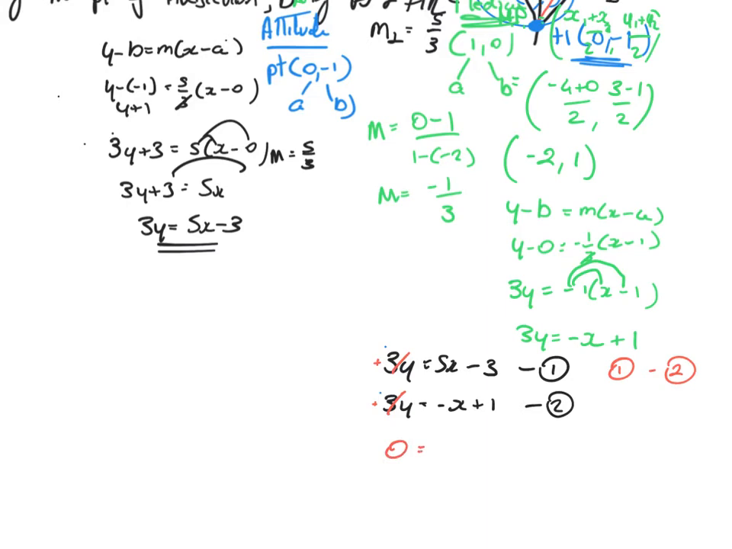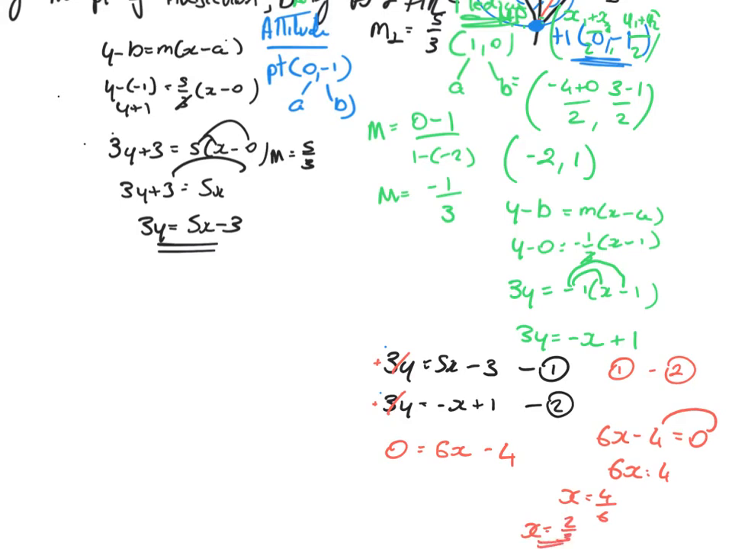Now just be careful here. I've got 5x, but it's not 5x minus x, it's 5x minus minus x, and 5x plus x is 6x. And then I've got minus 3 minus 1, and that's minus 4. Okay, so 0 equals 6x minus 4, let's just turn that round. 6x minus 4 equals 0. Bring that across, change its sign. 6x equals 4 and x equals 4 over 6, which can be simplified down to x equals 2/3.